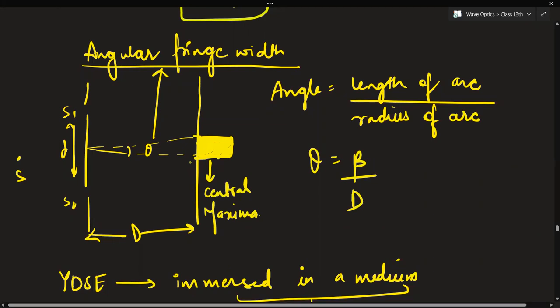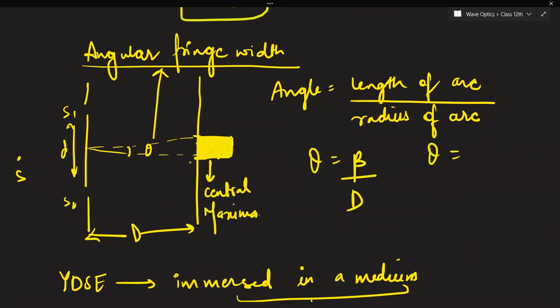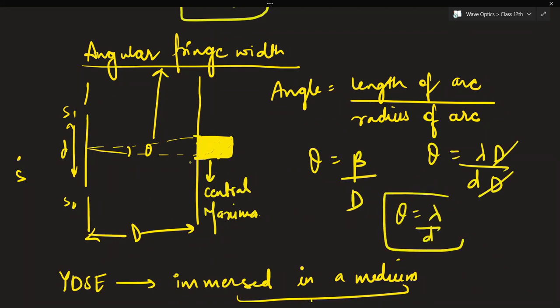So this formula also you can use, or you can do one thing. Beta's formula, just now we have calculated, lambda capital D by small d. And this capital D cancels, theta becomes lambda by small d. Any of these you can use.